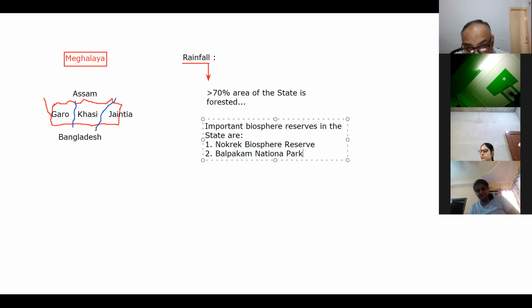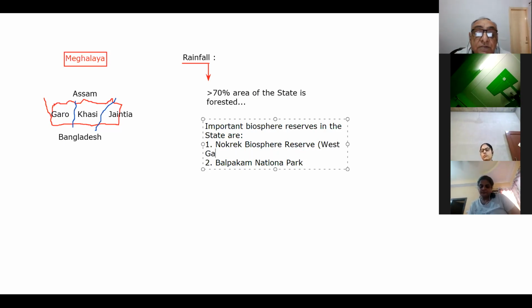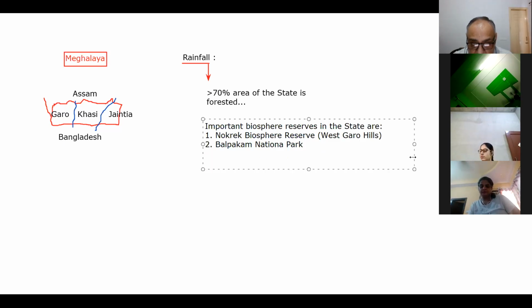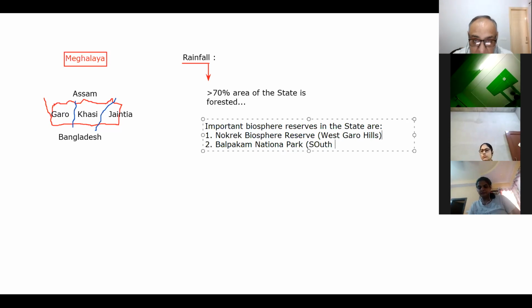So these are very rich in biodiversity. You should bear it in mind. These are very rich in biodiversity, right? So this is found in the West Garo Hills, right? This is found there, right? And as far as this Balpakram is concerned, this is found in the South Garo region, right?